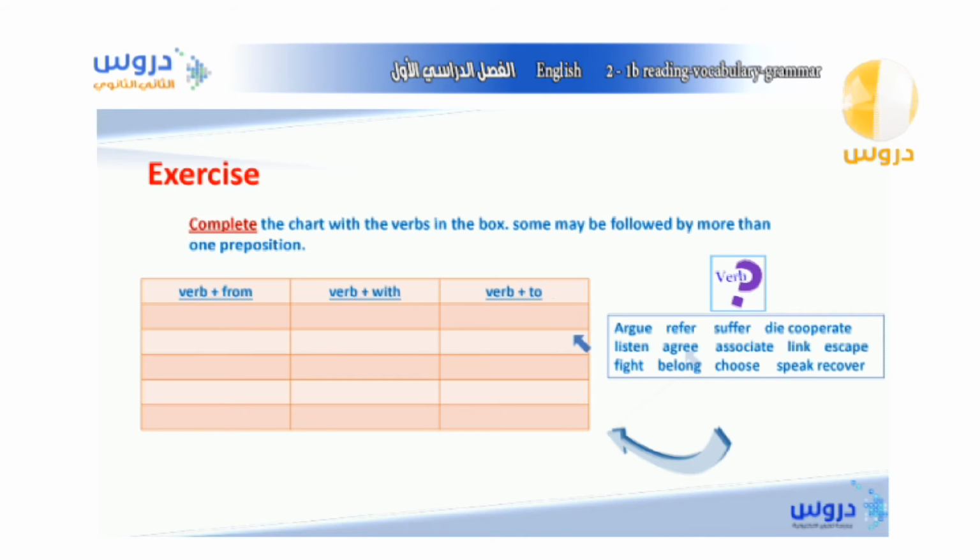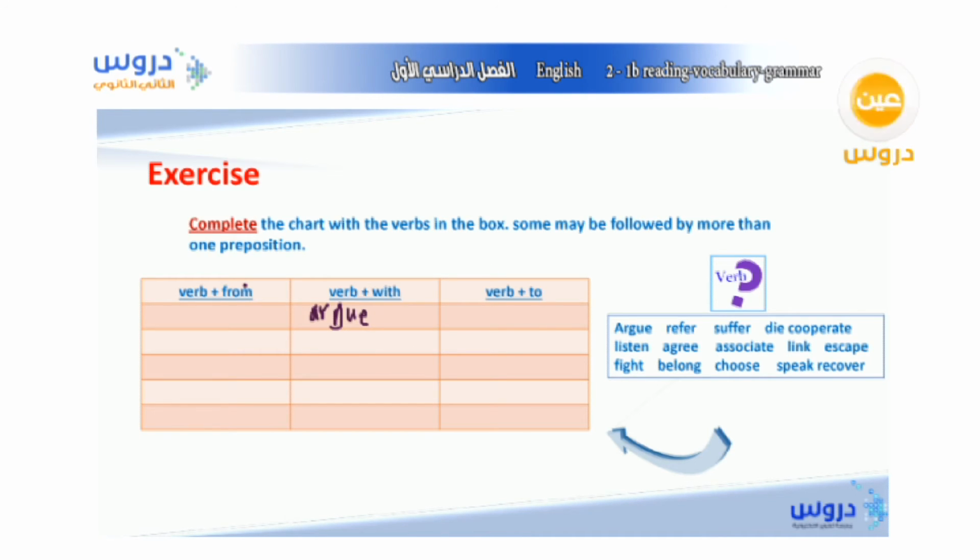So let's take agree. Do we say agree to, agree with, agree from? Let's start with the first one. Let's start with the verb argue. So is it argue from, argue with, argue to? What do you think? Yes, so it's argue with. This is the first verb, so it goes here. So I'm just trying to model for you.